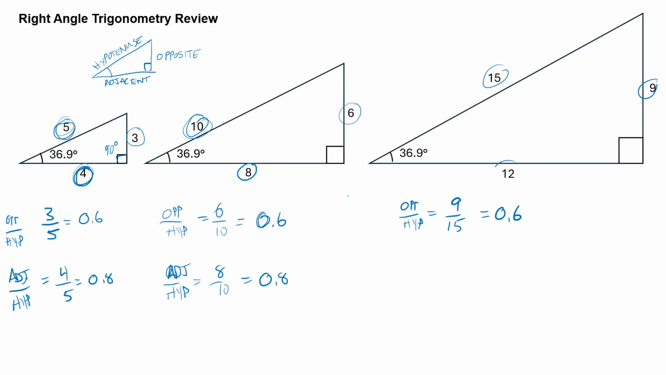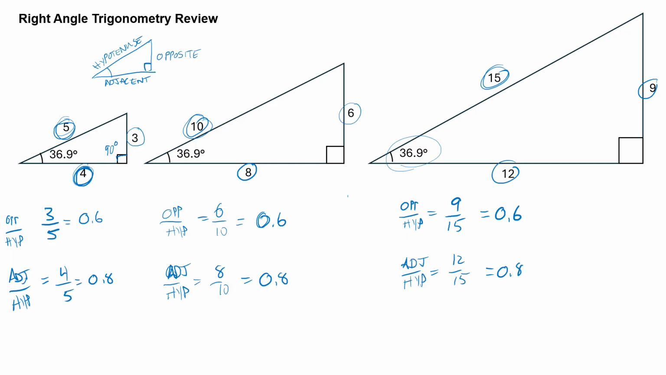Here I've got 12 and 15 for my adjacent and hypotenuse. So if I take my adjacent and divide it by my hypotenuse, it gives me 12 over 15. And if I calculate 12 over 15, oh my gosh, that's also 0.8. It works here as well. This ratio of the adjacent to hypotenuse, as long as I've got a 36.9 degree angle, is going to give me 0.8. Well, I've got two other things I can compare.